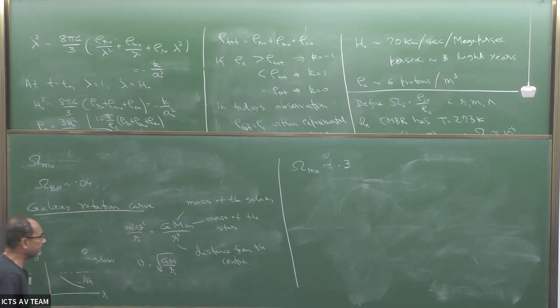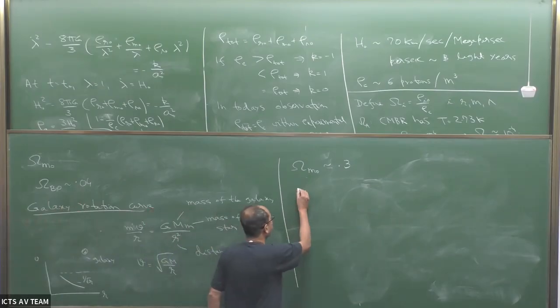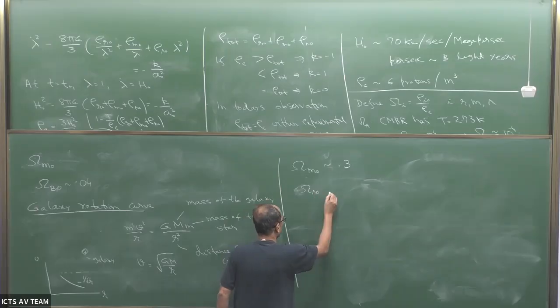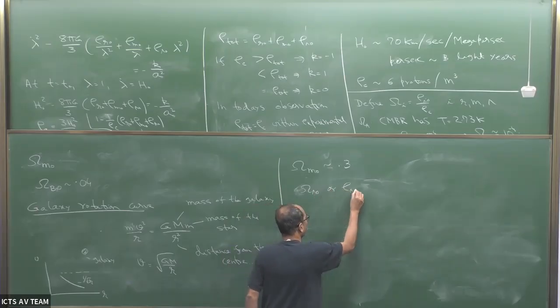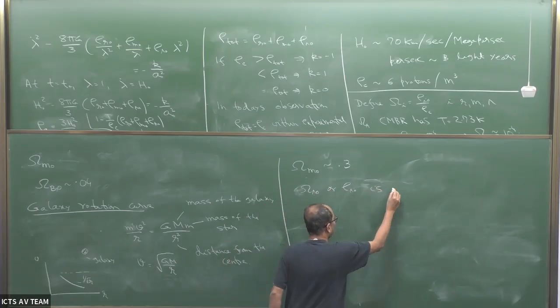Okay, and then rho lambda naught, once you get this, omega lambda naught or rho lambda naught is calculated from the deceleration parameter.